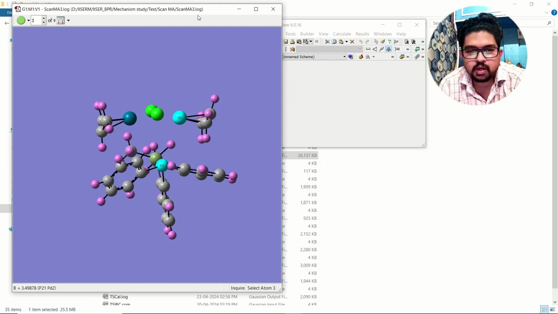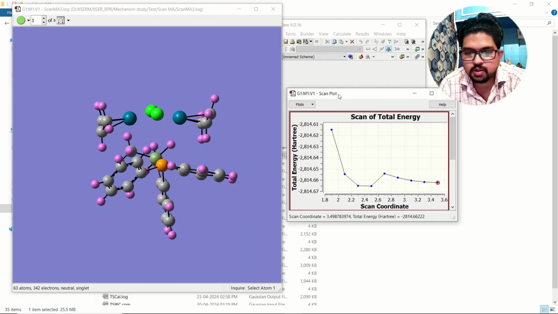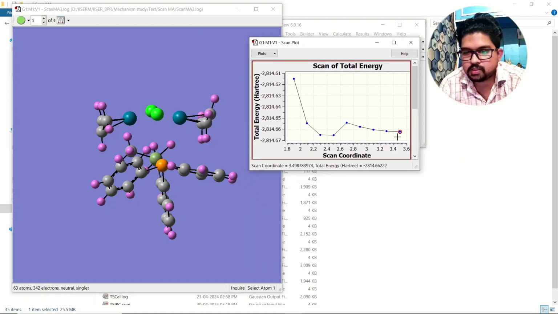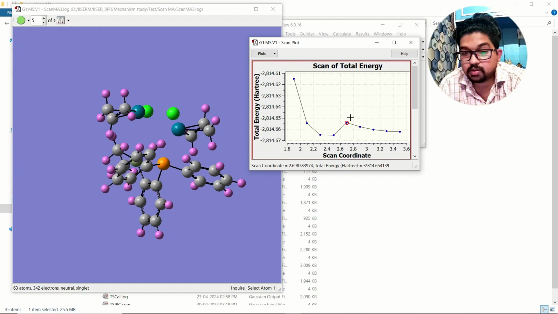If I show the results, the scan comes like this. Initially I took this distance between the palladium and the phosphorus. This is the initial distance. Then I started making it closer, and at this level I see one spike. This is kind of a transition state. So this way it is very useful.